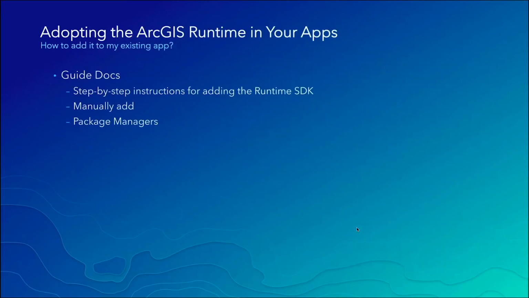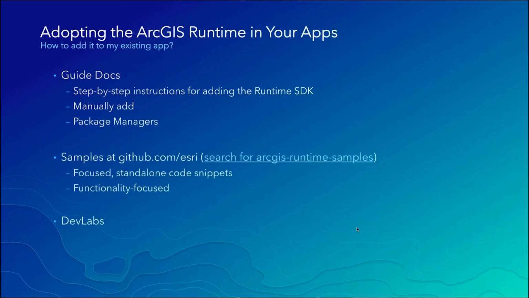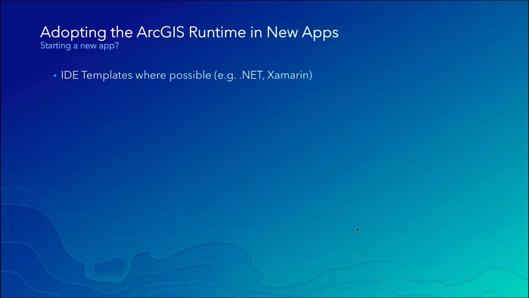So how do you add the runtime to your existing app? The guide docs are a great place to start. Step-by-step instructions for adding it to your application. We have package managers as well, if manual installation isn't right for you. And then dig into the samples and the dev labs. I've talked about both of them already. Once you've got the runtime into your project, they'll get you started on using bits of functionality.